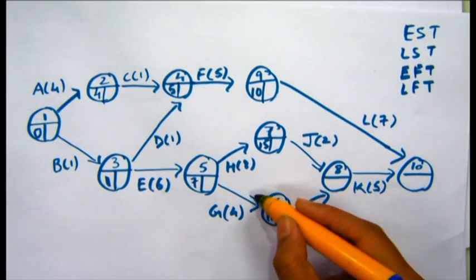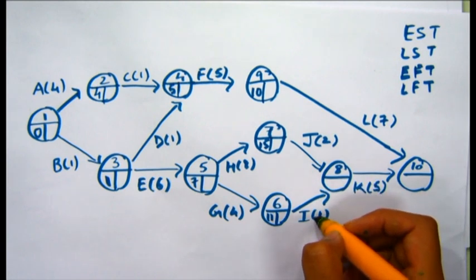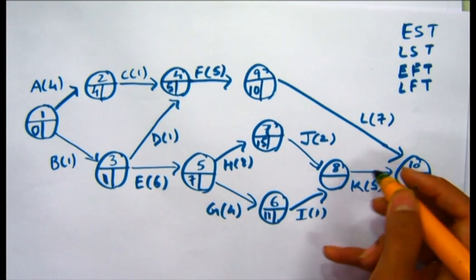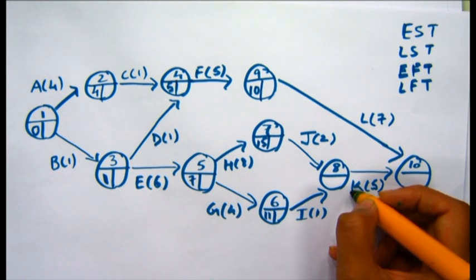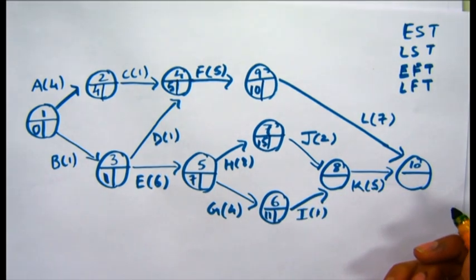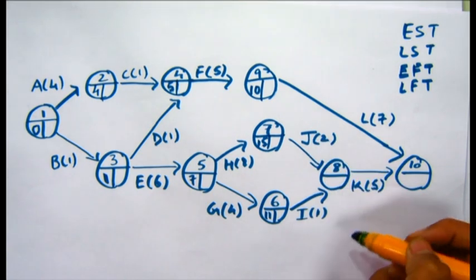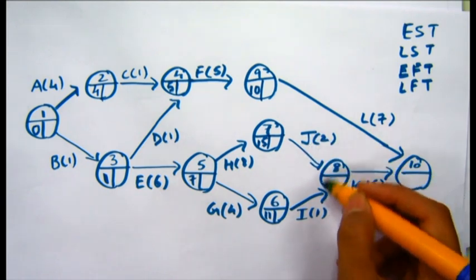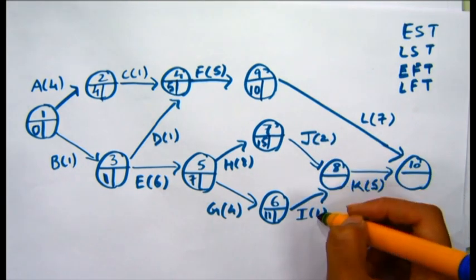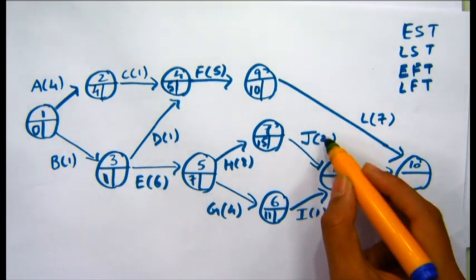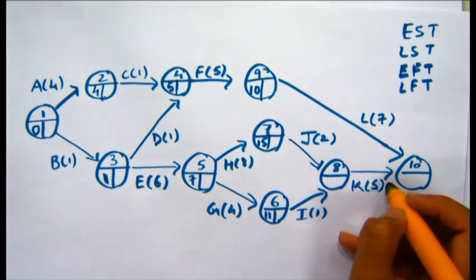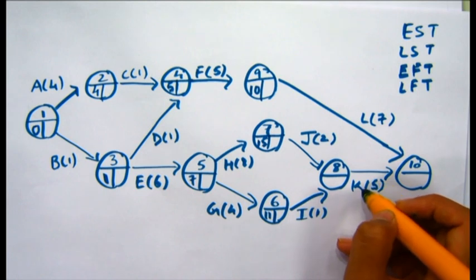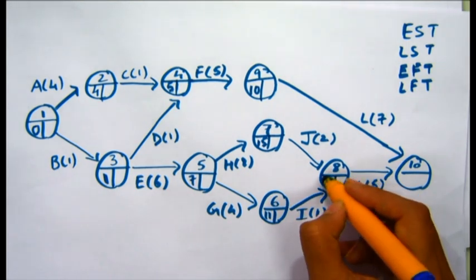But if we go by this path, we add 1 to the earliest start time of activity I, which is 11, which gives us 12, which would say that the earliest start time of activity K is 12. But we have to choose the highest time because we cannot start activity K unless both the activities have been completed. This activity will be completed in 12 days and this will be completed in 17 days, but we cannot start activity K in 12 days. We have to wait, and so we can say that the earliest start time of activity K is only 17.